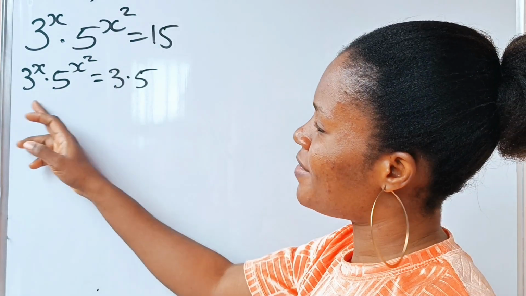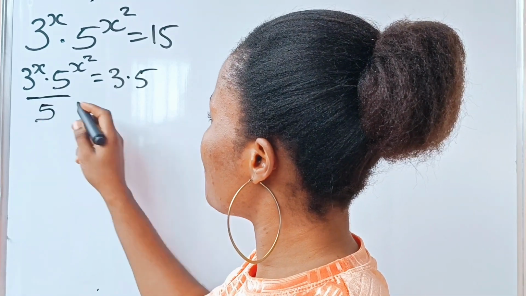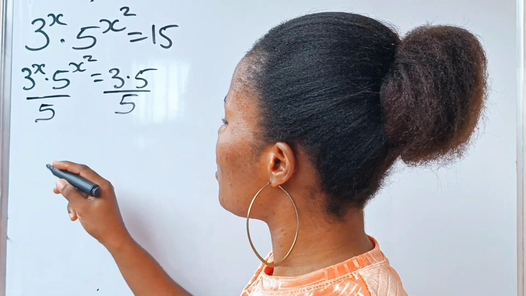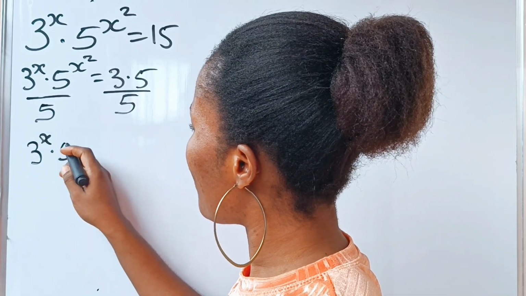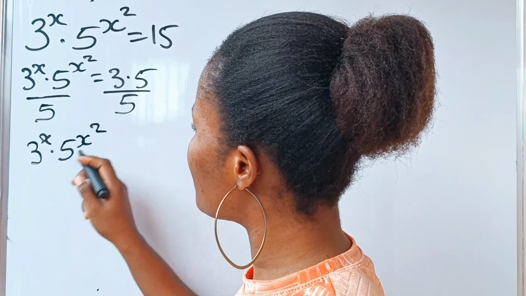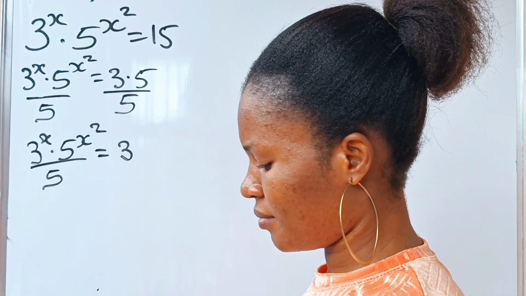So to do that, let's divide through by 5 first, okay? So divided by 5, divided by 5. So we have 3 to the power of x multiplied by 5 to the power of x squared divided by 5 is equal to 3.